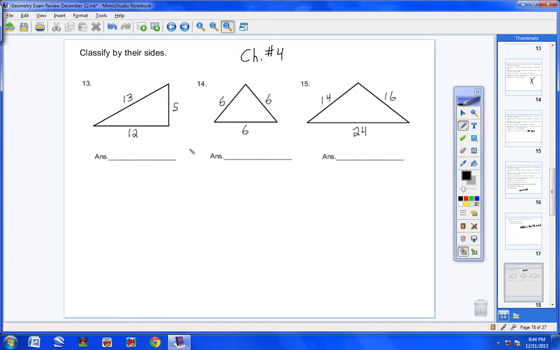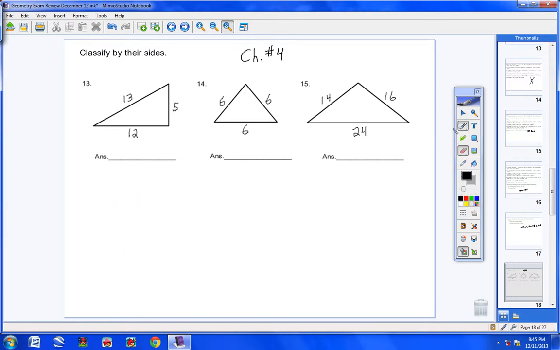Okay, here we go. Chapter 4 test review. Now, by the way, on Monday we reviewed Chapter 6. On Tuesday, Chapter 1. On Wednesday, Chapter 2. Today we're looking at Chapter 4. And on Friday we will look at Chapter 3. Okay?